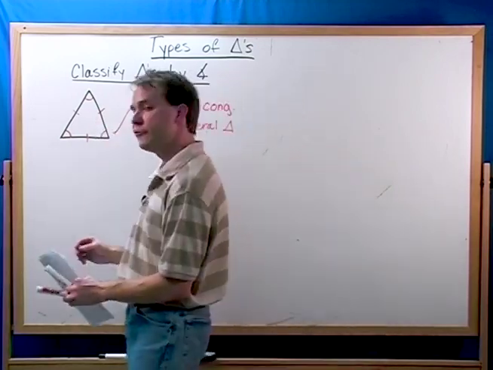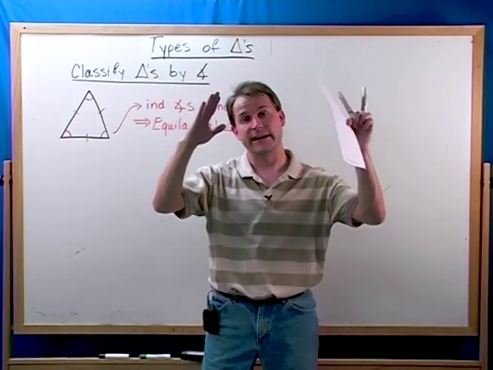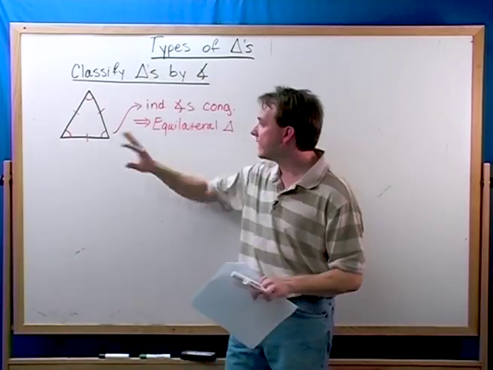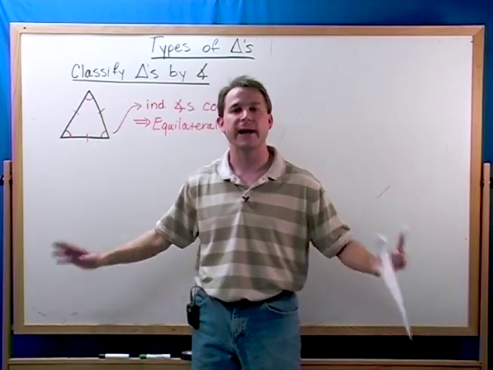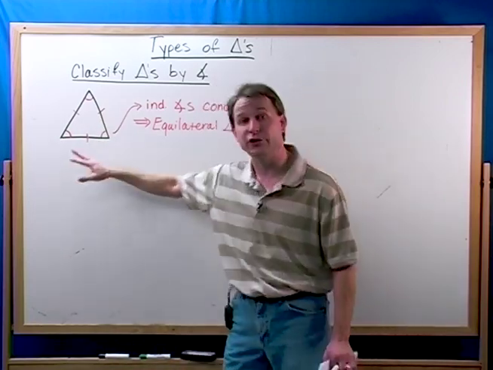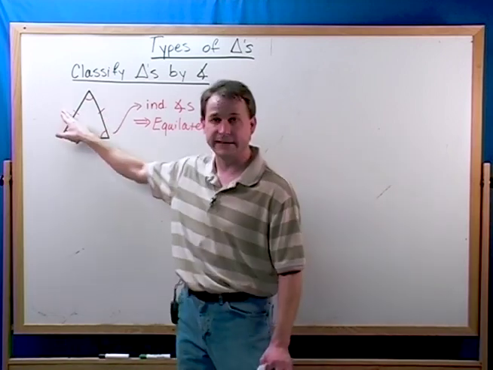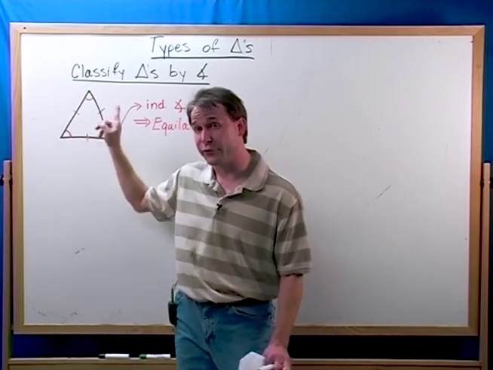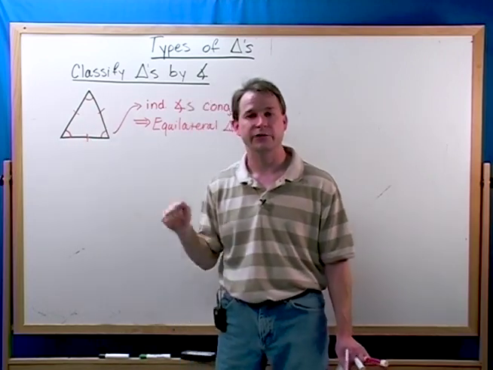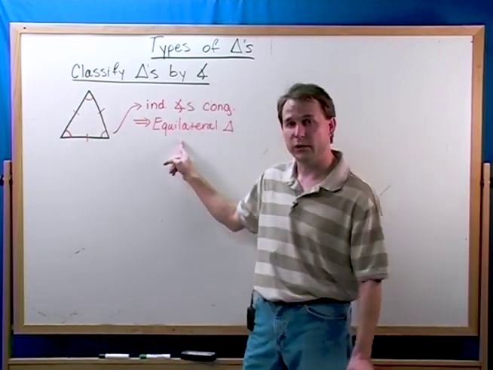So, just like we could draw triangles and classify them by side, let's say you didn't know that these sides were equal. Let's say you didn't have a ruler. You couldn't figure that out. Let's say the problem didn't tell you that these sides were equal. The only thing the problem told you was that these three angles are equal. That is enough information by itself to show that it's an equilateral triangle.